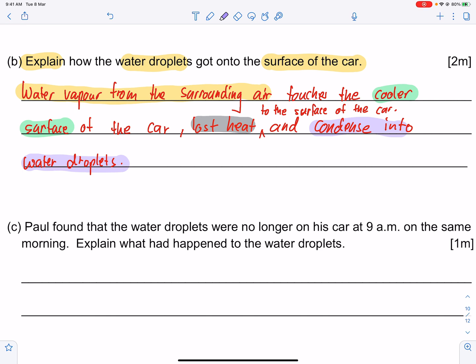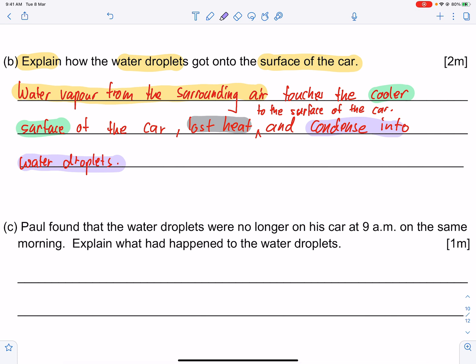Next. Paul found that the water droplets were no longer on his car at 9 a.m. So straight off the top, water no more. It can only mean one thing: evaporation has happened. Well, another thing would be someone used a piece of cloth to wipe it. But obviously that's not the answer we are looking at. If it just disappears like that, it probably means that it has evaporated. It's as simple as that. So you have to talk about evaporation.